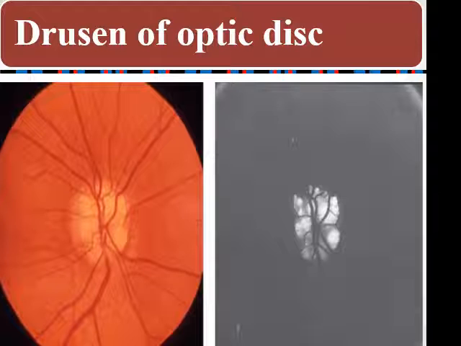You can see the typical hyperfluorescence caused by the drusen. They appear without injection of the dye. There is no dye. This is autofluorescence. Calcified drusen will produce highly reflective foci by ultrasound.